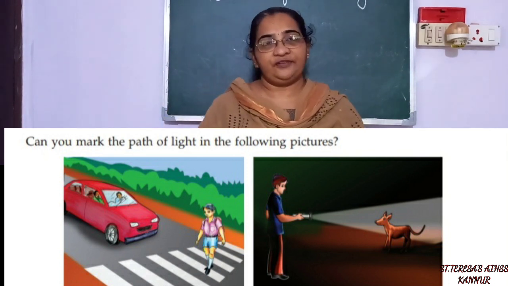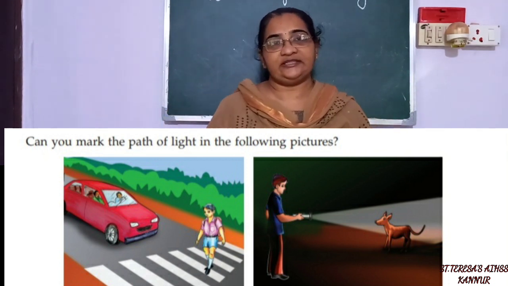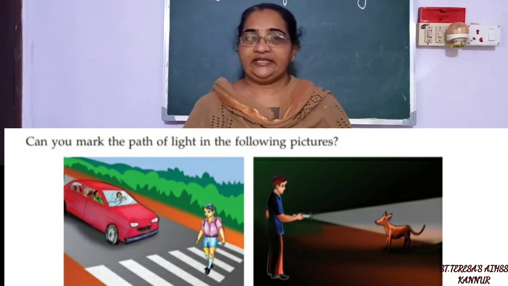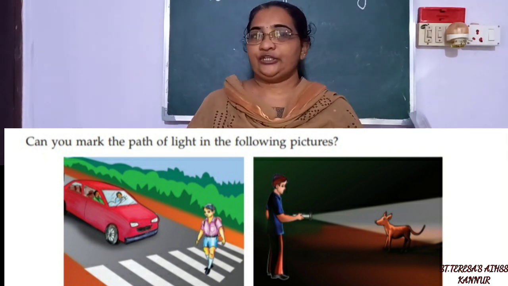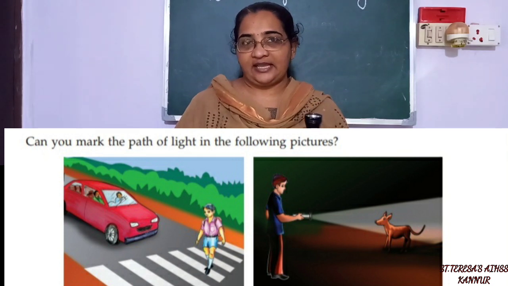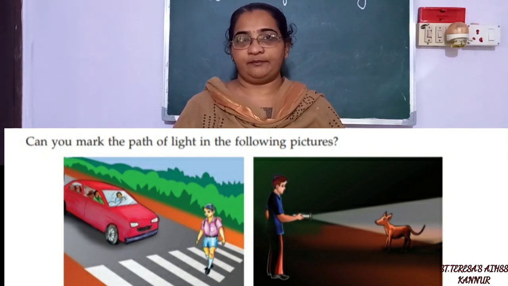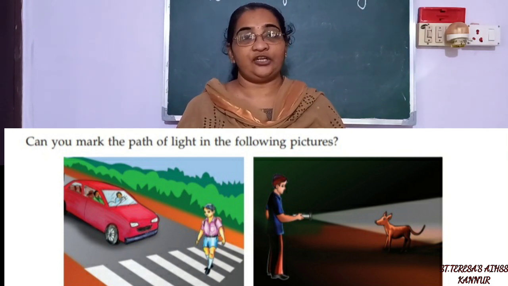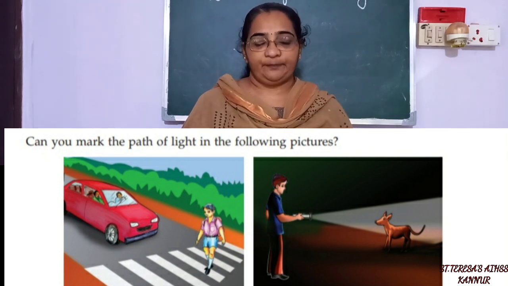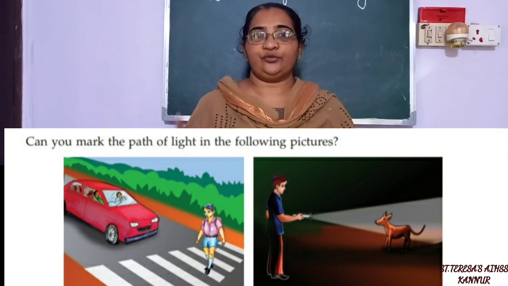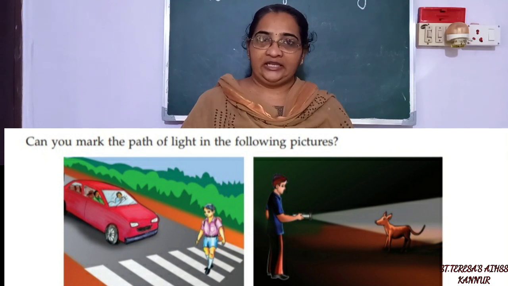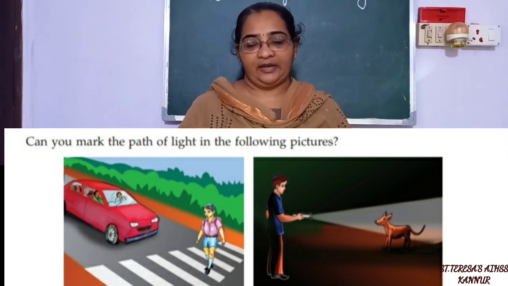What is the source of light which is helping the man to see the dog there? Yes, it is from the torch light. The man is able to see the dog in the dark because the light is reflected on the dog. So what is the path of the light in these two instances?